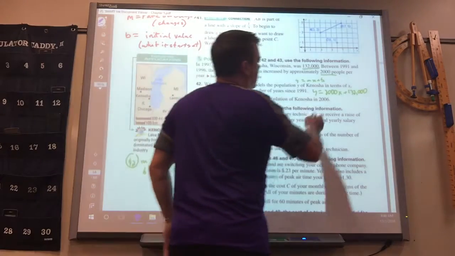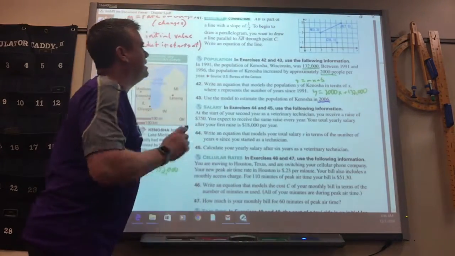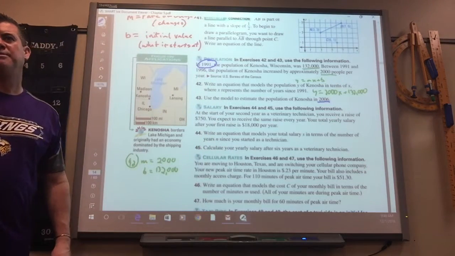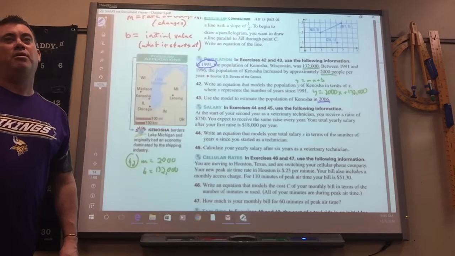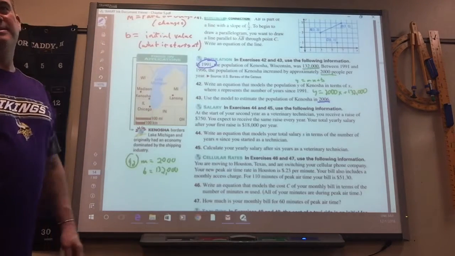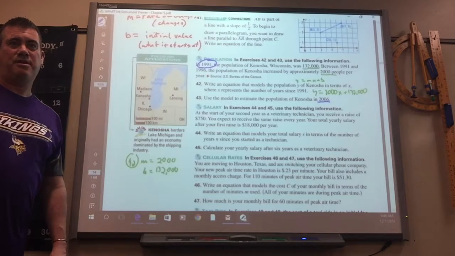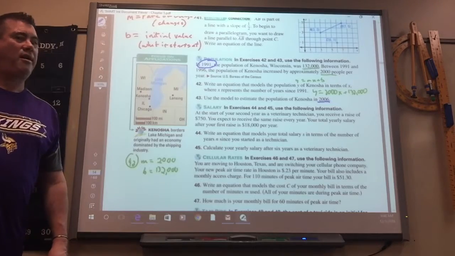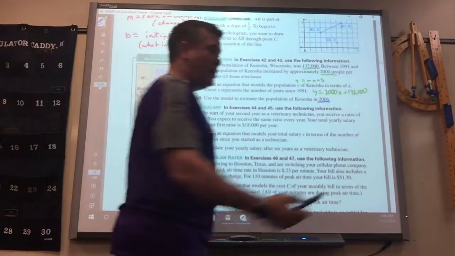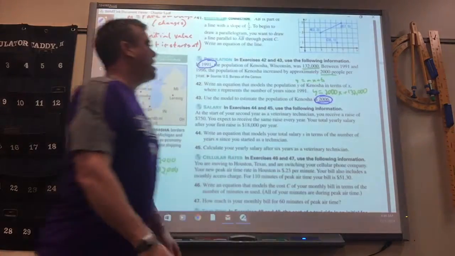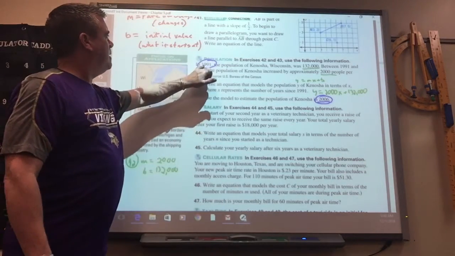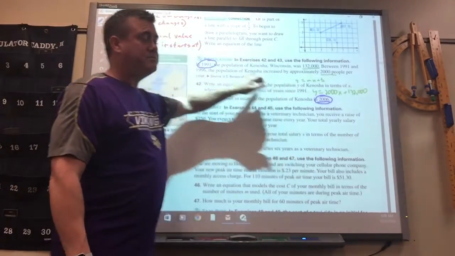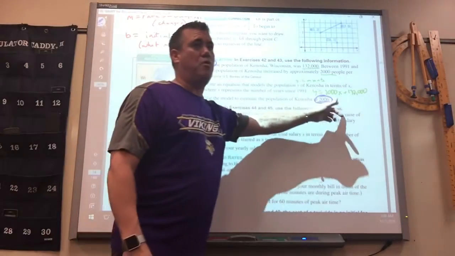So, use the model to estimate the population in 2006. Now, here's the key. It started in 91. So what number do we put in? How many years it was? Because it says that it increases per year. So this is the start, and this is where we want.